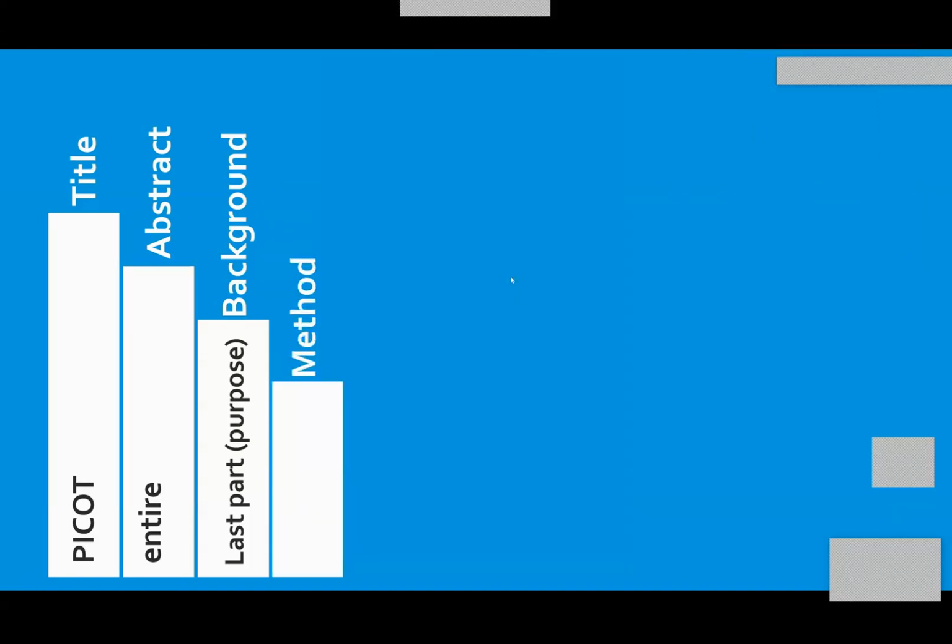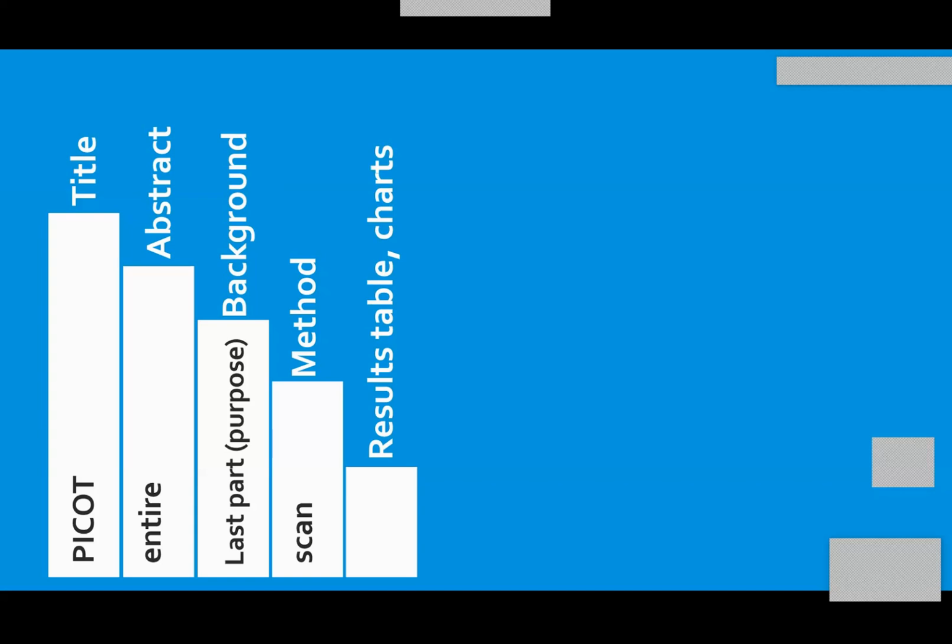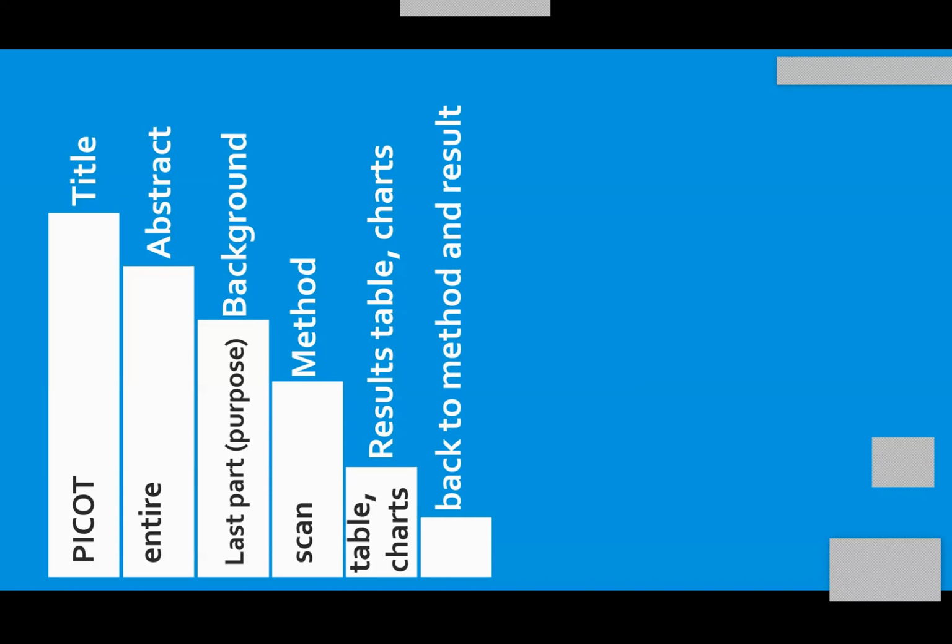And the next part is the method. When you read the method, you rescan it. And after the method, you go to the results. In the results, you need only to review the tables and the charts, and you don't need to read it. The last part, if you don't understand, you have to go back to the method and the result.